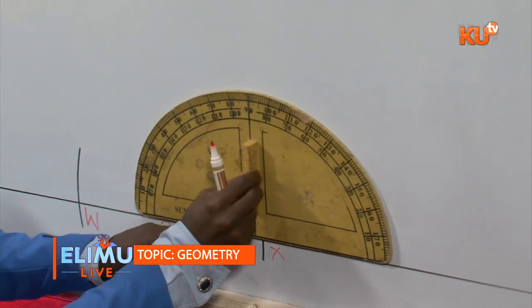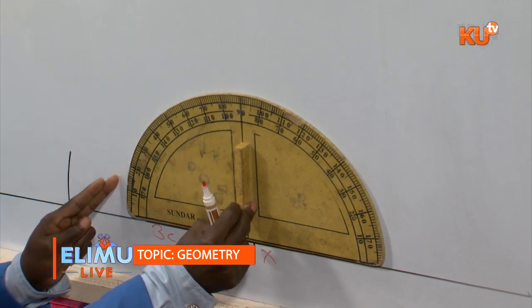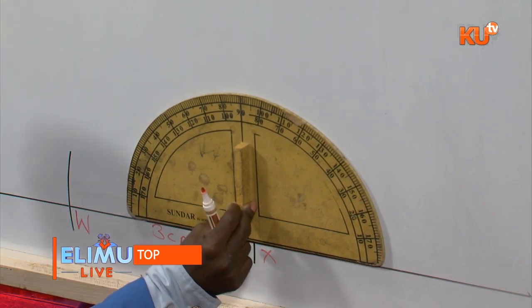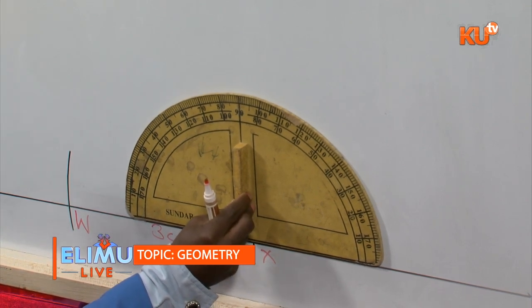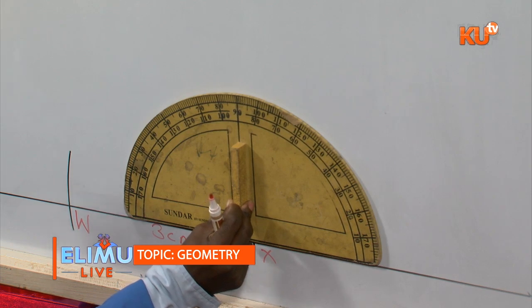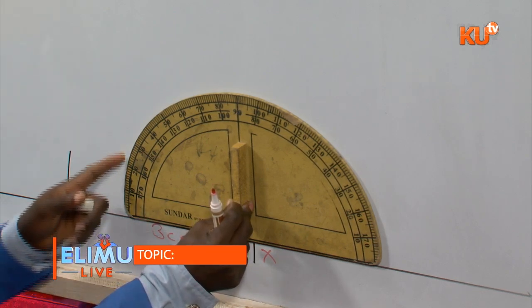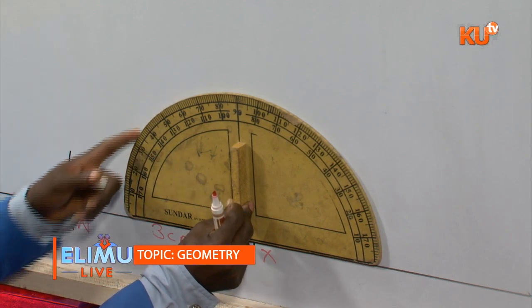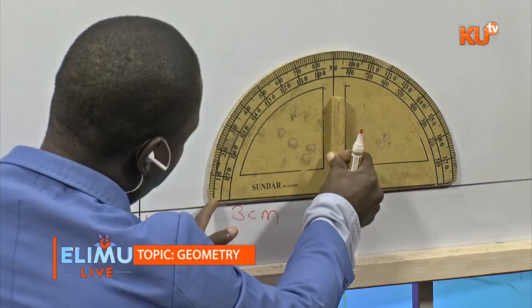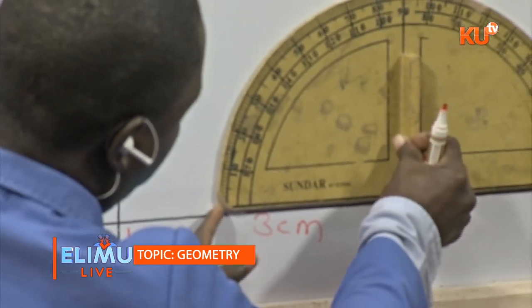Then, since the line is on this side, then we need to find the angle on this side. Remember, your protractor has got two scales. We have the inner scale and we have the outer scale. It is important that you use the correct scale. Now, the line will always guide you on which scale to use. Since our line is on this side, then we are supposed to look at the angle of the scale that's on this side. Now, the zero must start from this side where the line is. In this case, we are going to use the outer scale.